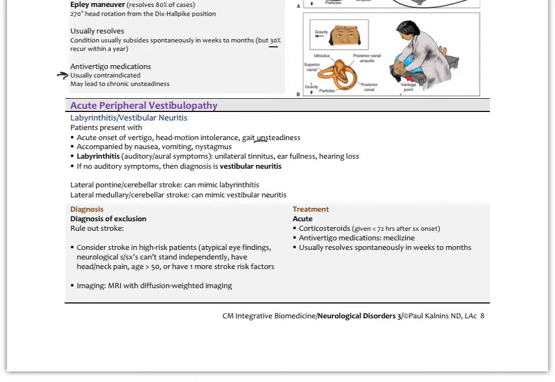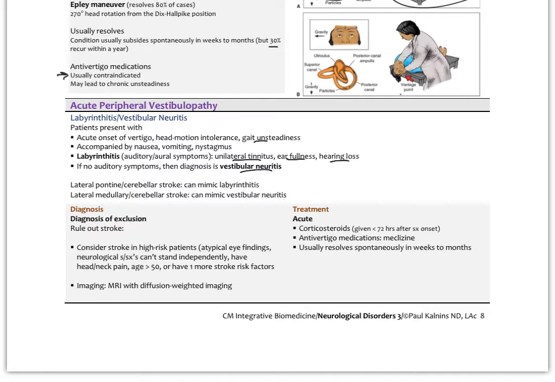Labyrinthitis is usually inflammation, usually from a viral infection, of the labyrinth, which is all the semicircular canals. And that includes unilateral tinnitus, so ringing in that ear, fullness, and maybe even hearing loss in that ear as well, because the cochlea is right next to all of this. If there's no auditory symptoms, then we say the diagnosis is vestibular neuritis. So that's an inflammation of the vestibular nerve. Again, usually from a virus, we think.